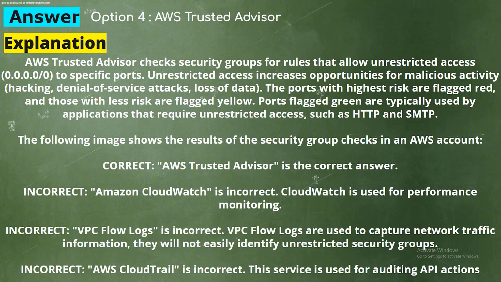Incorrect. VPC flow logs is incorrect. VPC flow logs are used to capture network traffic information. They will not easily identify unrestricted security groups. Incorrect. AWS CloudTrail is incorrect. This service is used for auditing API actions.